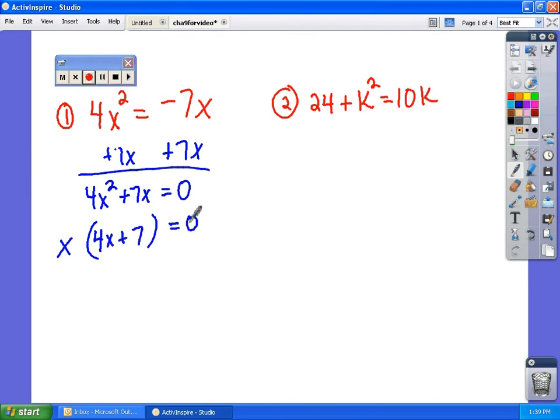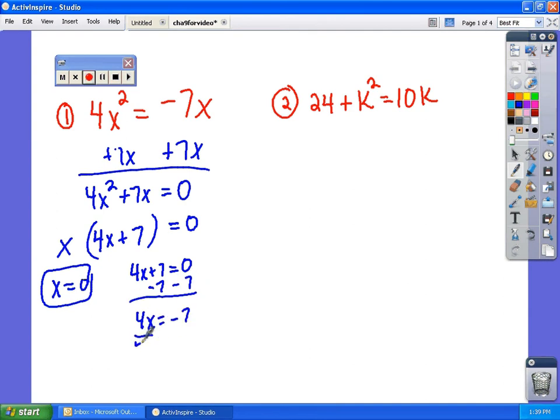Now that I have a multiplication problem and it's factored, I can set both equal to 0. x equals 0 and 4x plus 7 equals 0, and solve both of them. This one's already solved for x. Now for this, I'm going to subtract 7, and then I'm going to divide by 4. And x is going to be equal to negative 7 over 4, which you could have also done in decimal.